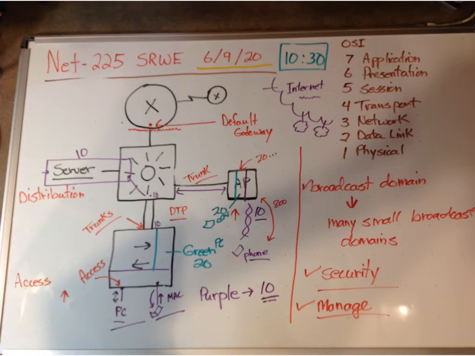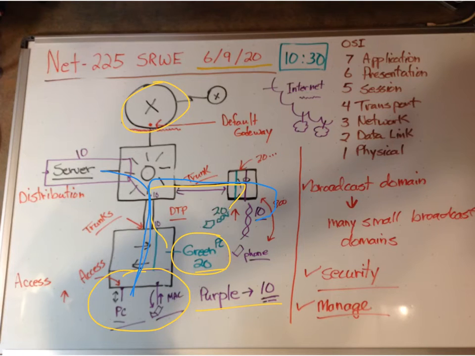Then we took this whole idea and we split it into VLANs. We said, okay, here I've got a purple VLAN, VLAN 10. Maybe here I have a green VLAN, VLAN 20. So the green can talk to the green, and the purple can talk to the purple. But they can't cross over without getting routed, which we talk about tomorrow.